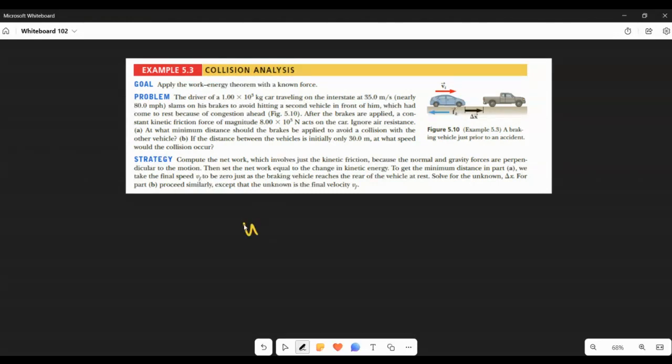So we know that the net work is equal to the change in kinetic energy. So I'll say half m v final squared minus half m v initial squared. They're asking at which minimum distance should the brakes be applied to avoid collision with the other vehicle, right? So obviously we're looking for distance. What's important to note here is that work is always still equal to force times distance. In this case, we have a negative friction because that's the only force present on the body, which is stated. So basically the friction, that's when the brake surface is being used. And then we have delta x, right? That's the subject of the force.